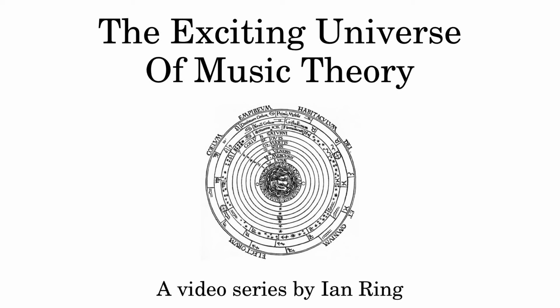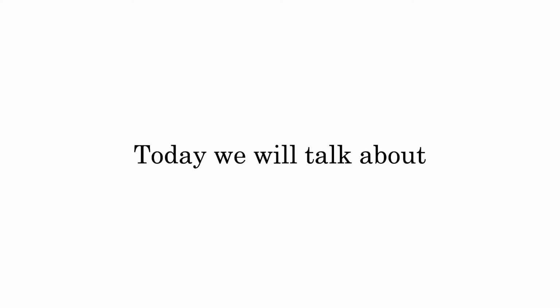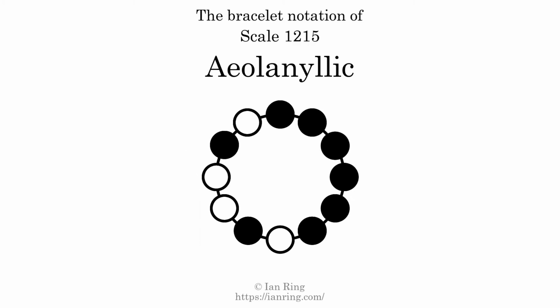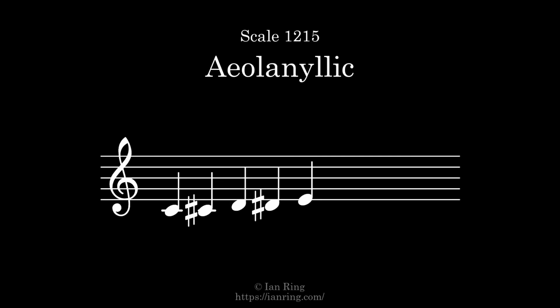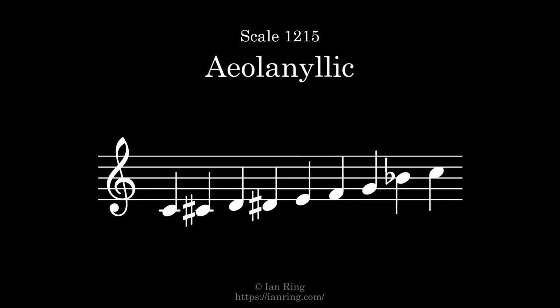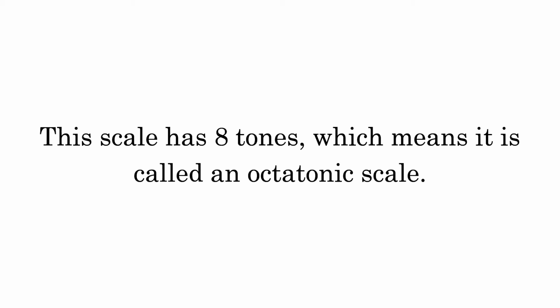Welcome to the exciting universe of music theory. Are you ready to learn? Then let's begin. Today we will talk about scale 1215, Aeolanyllic, which sounds like this. This scale has 8 tones, which means it is called an octatonic scale.